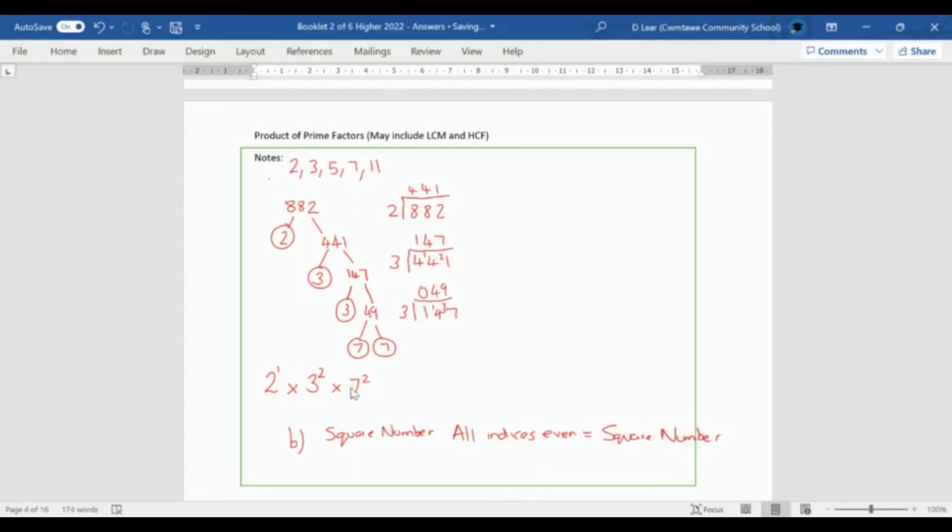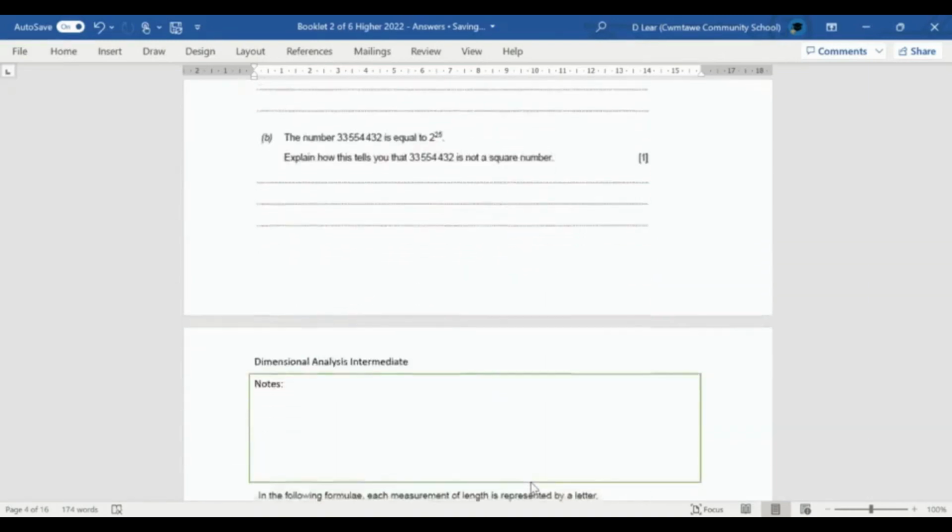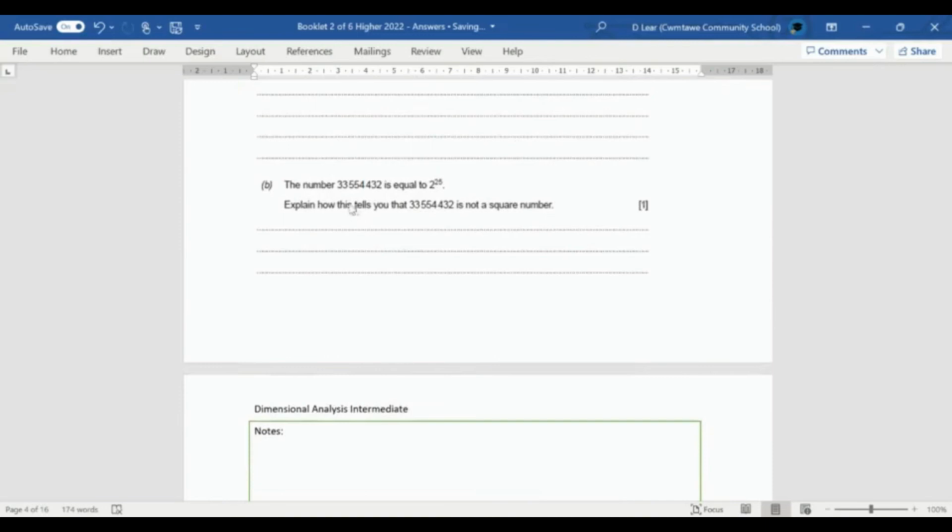In my answer here, 7 squared, that indice is even. 3 squared, that indice is even. 2 to the power 1, that is odd, right? To make it even, I would have to times my answer by 2, so that that 1 then became 2 squared times 3 squared times 7 squared, and then I've got myself a square number. There's an example of that down here, little 1 mark, again, don't worry about it, unlikely. The number, blah, blah, blah, blah, is equal to 2 to the power 25. How can you tell it's not a square number?